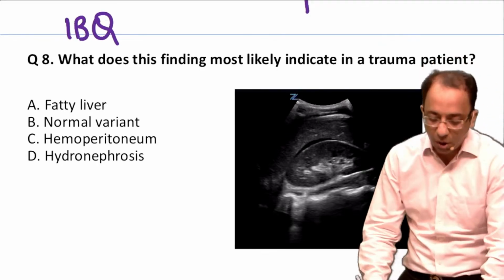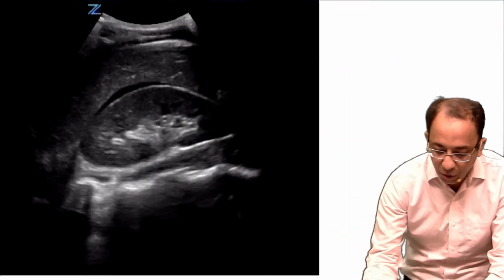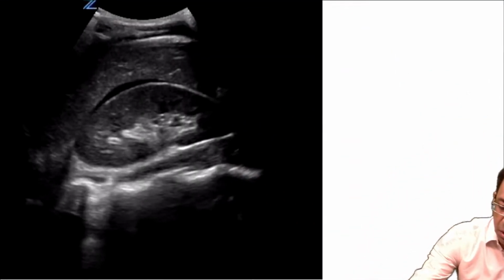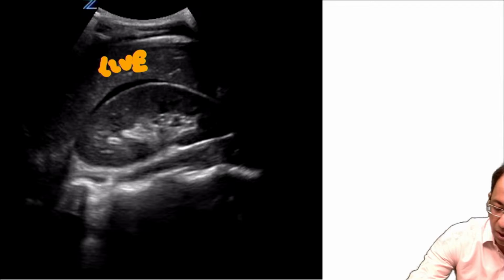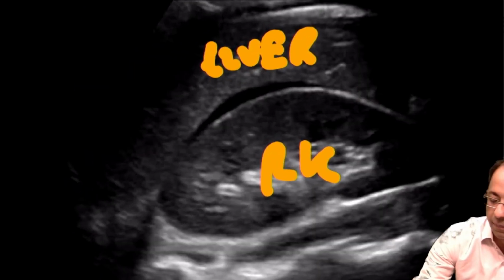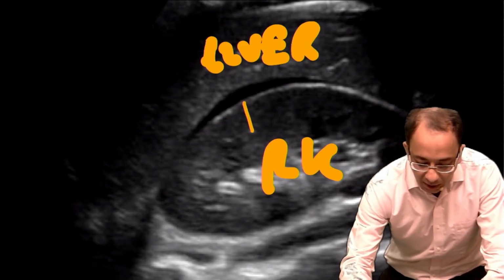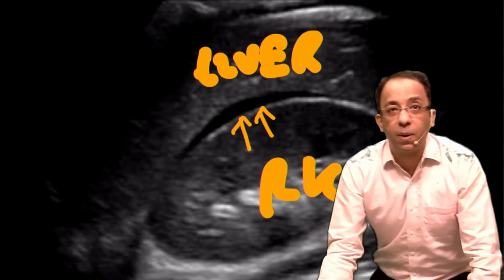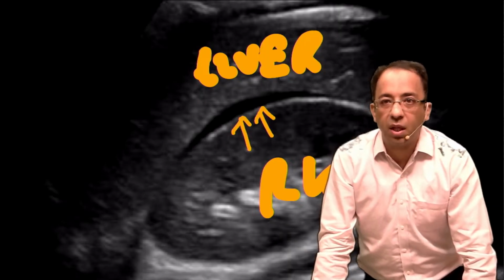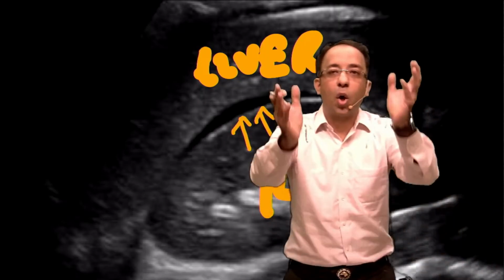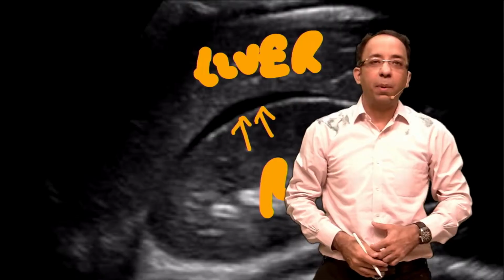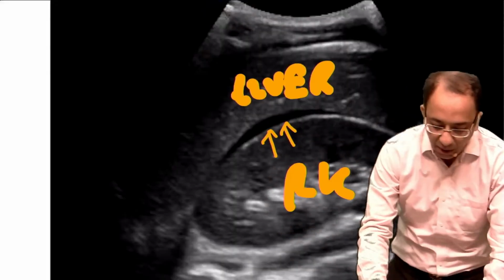Image based question. Patient has a history of trauma. If the patient has history of trauma, this is your liver, this is your right kidney. Do you see any black area between liver and kidney? Yes. Do you see this black area between liver and kidney? Yes. Then what is it? This is fluid. In a trauma patient, what fluid can happen in the peritoneum? Blood. This patient has hemoperitoneum.